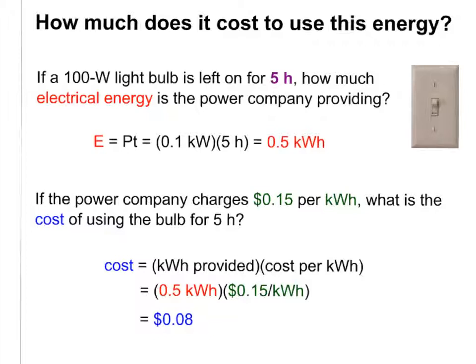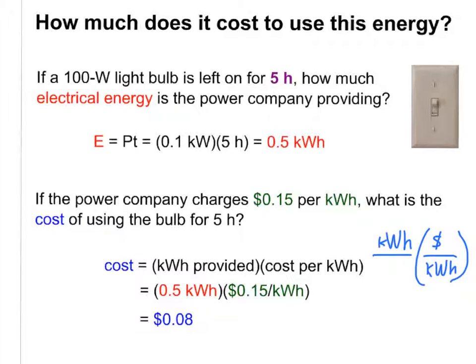Now, we do need another piece of information. We need to know what the power company charges. And let's just suppose that the power company charges 15 cents per kilowatt hour. What's the cost of using that bulb? Well, the cost would be the kilowatt hours that have been used, and then we multiply that by the cost per kilowatt hour.